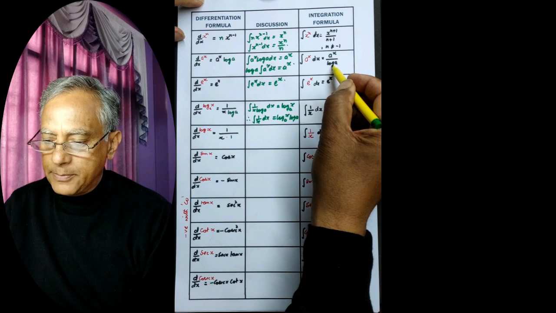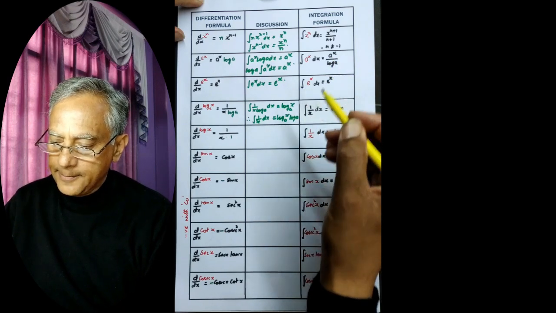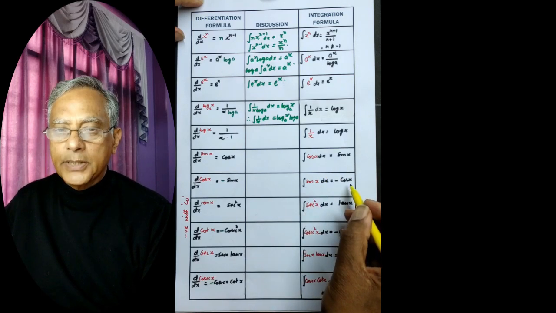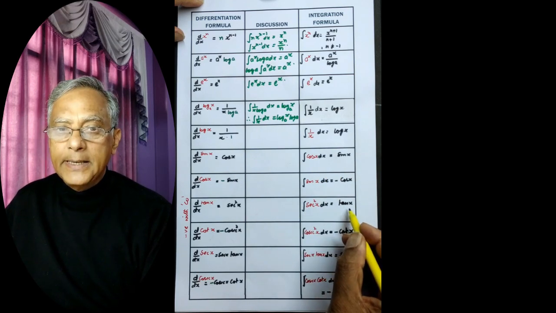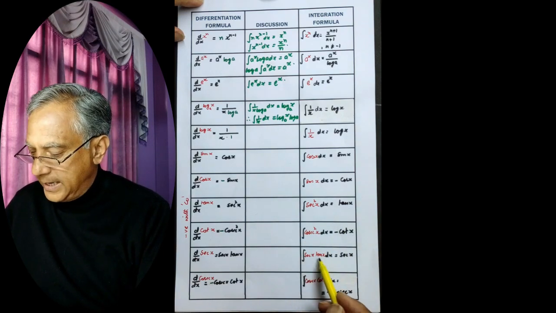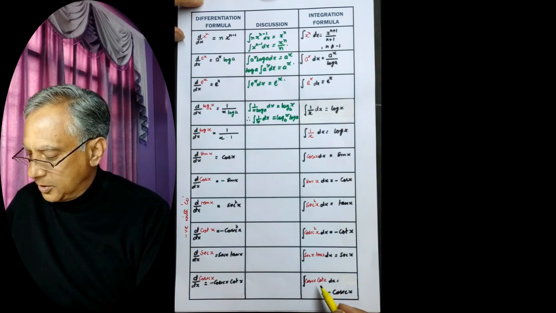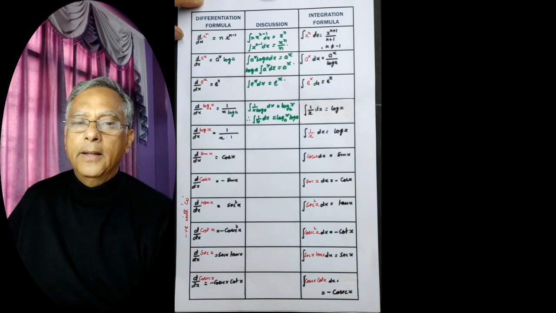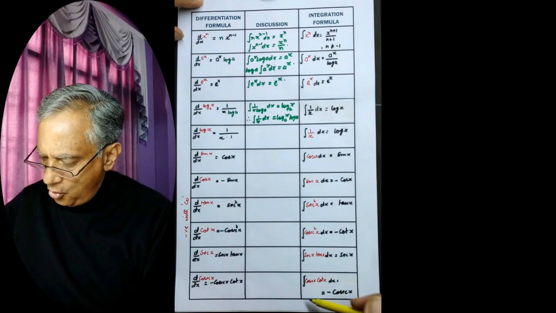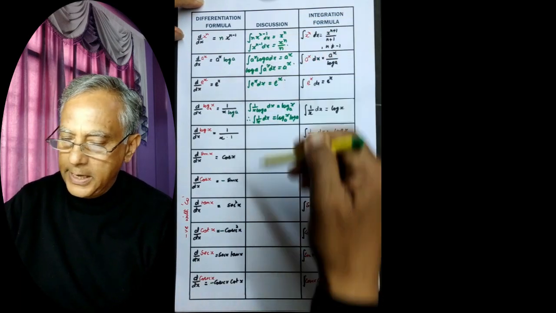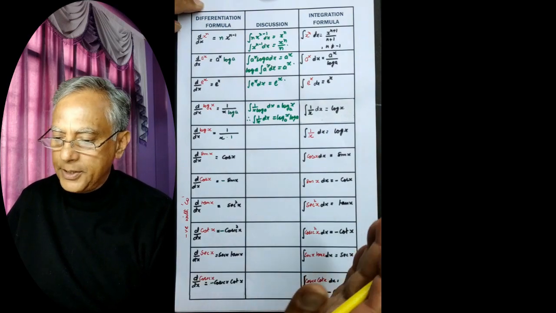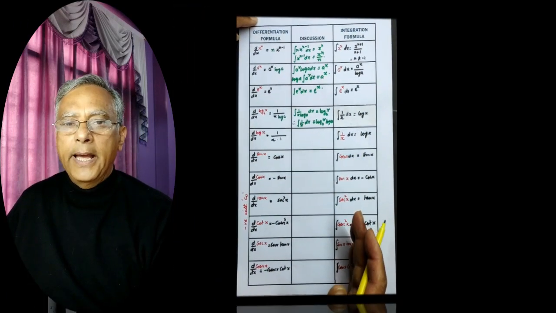Integration of a^x is a^x by log a. Integration of e^x is e^x. Integration of cos x is sin x. Integration of sin x is minus cos x. Integration of secant square x is tangent x. Integration of cosecant square x is minus cotangent x. And integration of secant x tangent x is secant x. And integration of cosecant x cotangent x dx will be minus cosecant x. Now we will reduce all the questions to one of these formulae and solve them. We have to reduce all the questions of integration to the knowledge we already have.